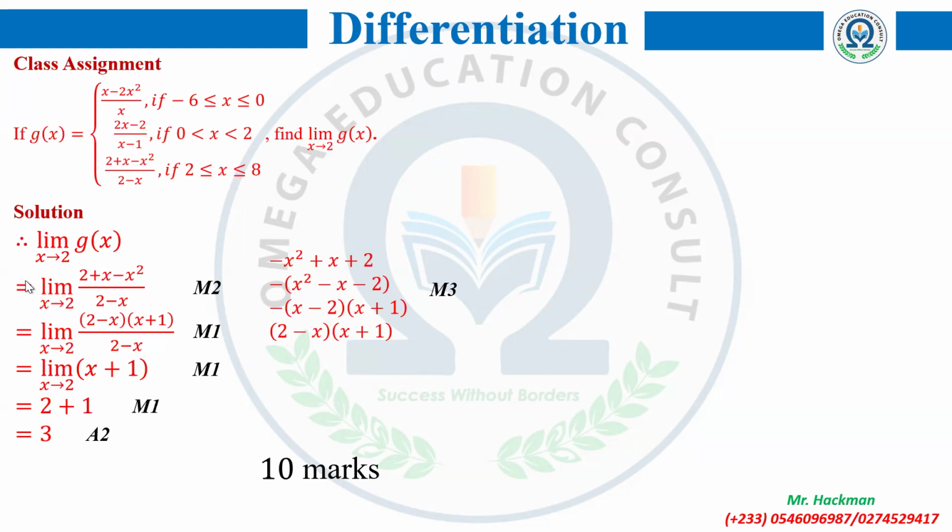So it means what we are asked to find will be equal to the limit as x approaches 2, and now your g of x is replaced by this, having identified that g of x using the domain. If you are able to do that, M2 for that. Then the next step, we check whether we can do direct substitution. We are finding limits of what? A rational function. Is direct substitution allowed? If x is equal to 2, no, it's not allowed.